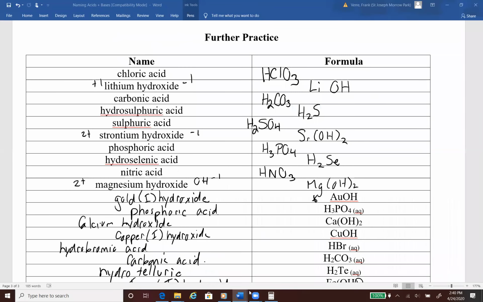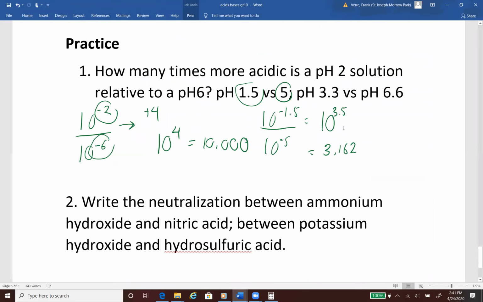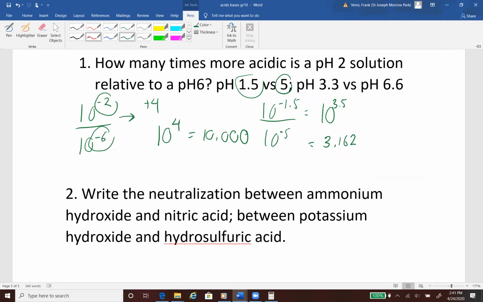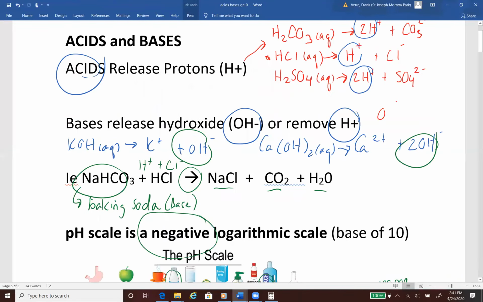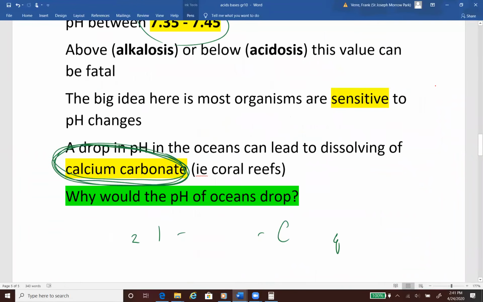Okay. Sorry, last thing. Oh, there's one more. pH 3.3 versus 6. Again, you're not going to come across anything other than whole numbers, but just to do it, pH 3. Sorry, I don't know why it does that. It just jumps around sometimes.